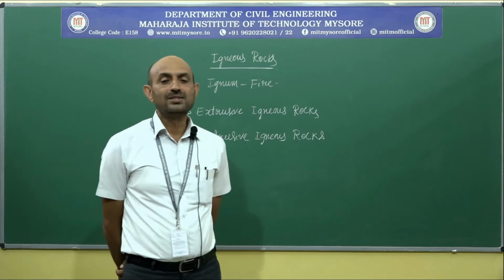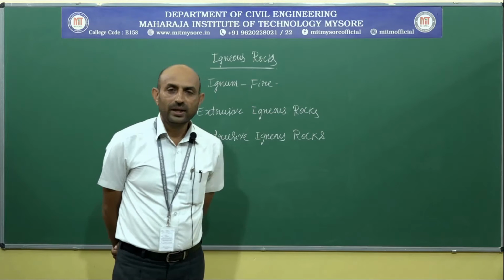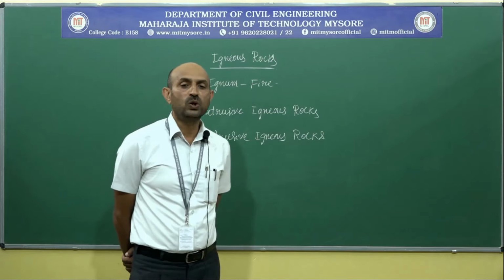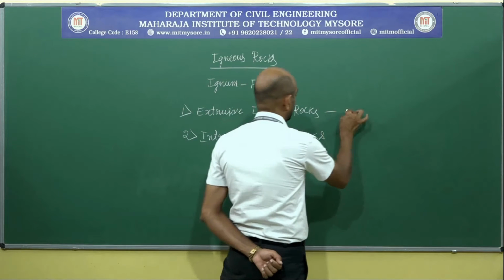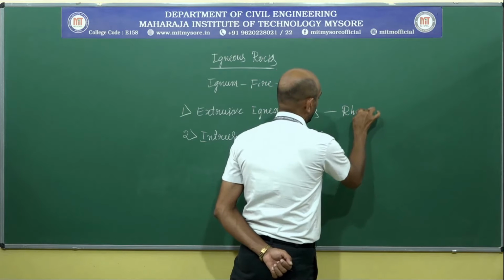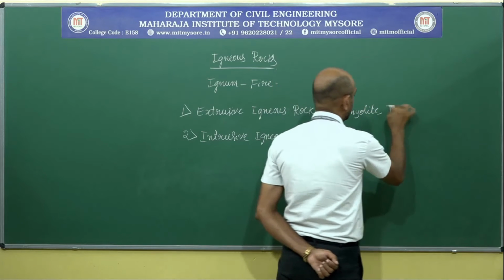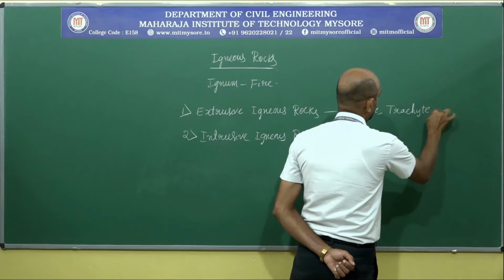What are extrusive igneous rocks? Extrusive igneous rocks are formed of lava cooled. Example, rhyolite, trachyte, etc.